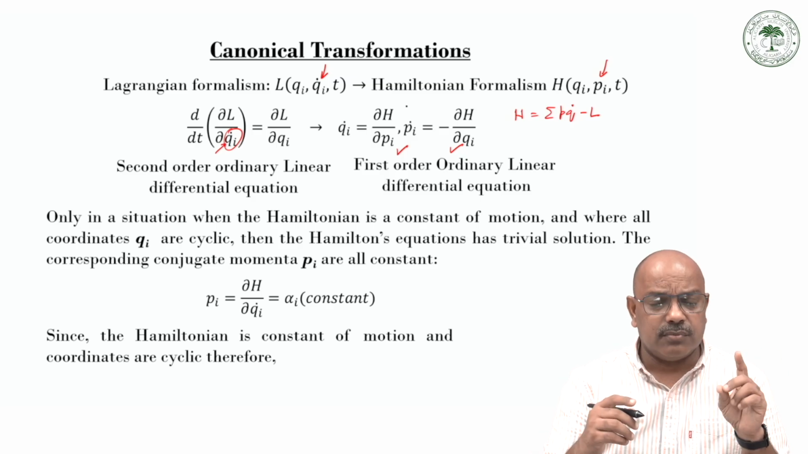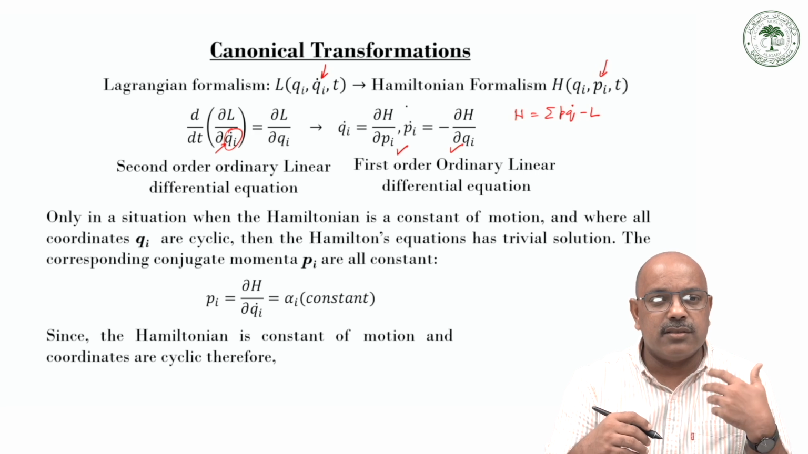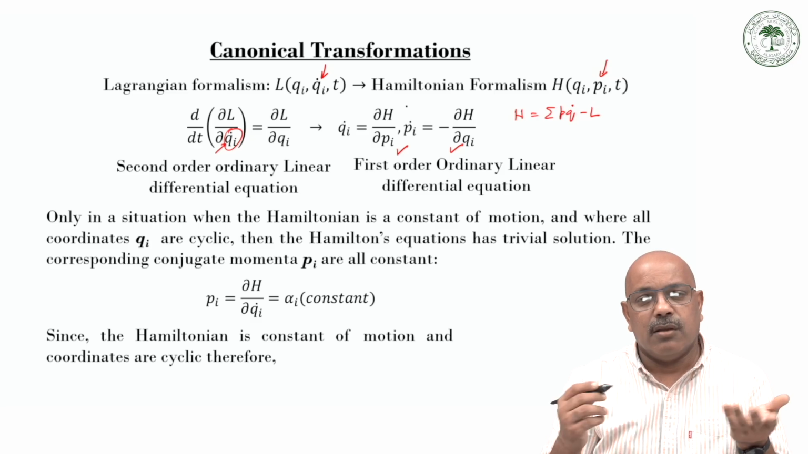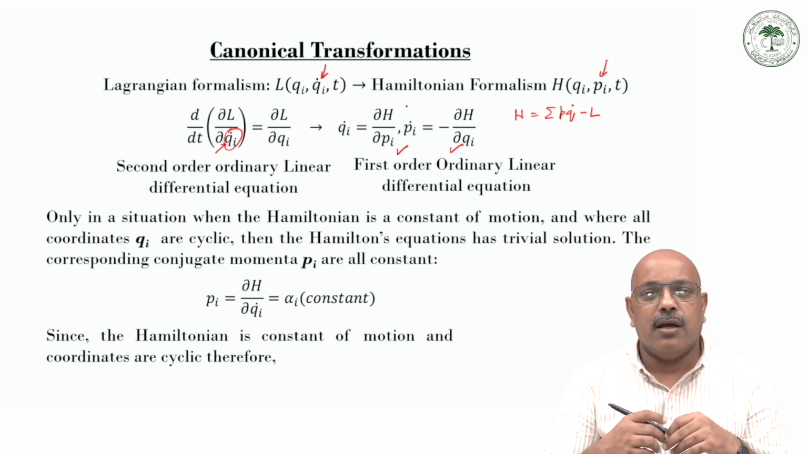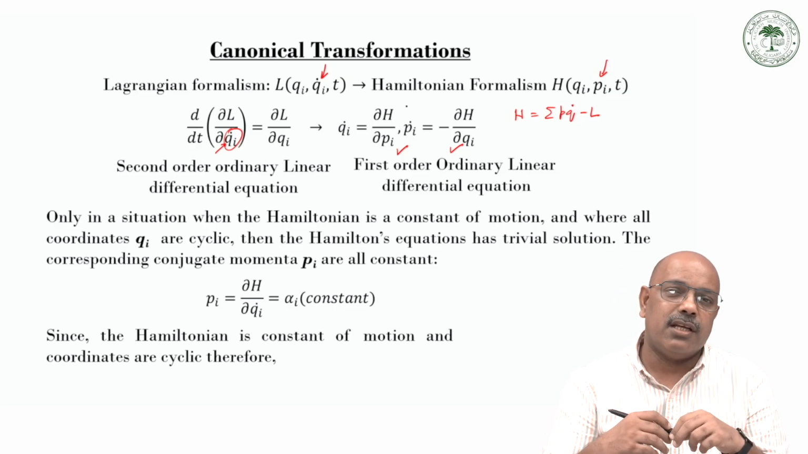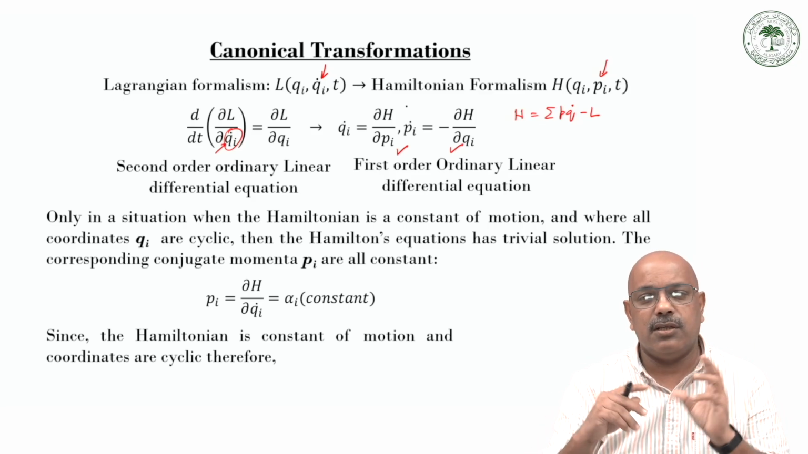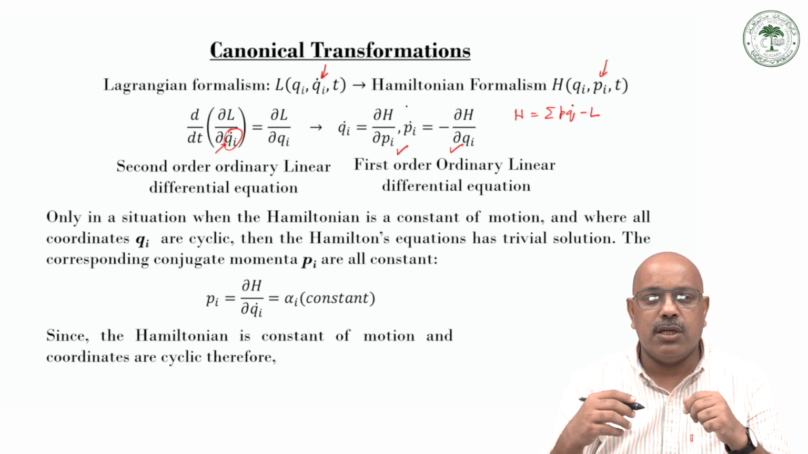So what is the number of differential equations you have to solve in the Lagrangian? Those were n second order ordinary differential equations. But in the Hamiltonian, the number of equations gets doubled from n to 2n, but each is a first order ordinary differential equation. In that way the mathematical calculation becomes easy through this transformation of Lagrangian formulas to Hamiltonian formulas. Now, the problem is that this is only so in a situation when your Hamiltonian is a constant of motion, and where all the coordinates qi are cyclic.